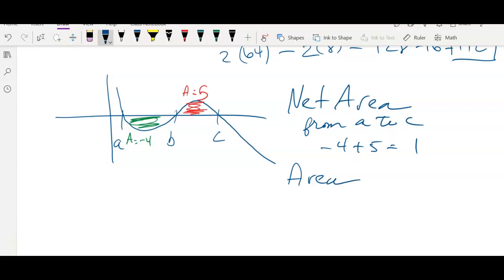When you're looking at it this way, you have to think of that -4 and take the absolute value of it. All right. So net allows you to work with those negative areas and keep them as negative areas. Total area, we think of it as an absolute value, and there's different ways to do it. You can take the absolute value of the integral from A to B, plus the integral from B to C.